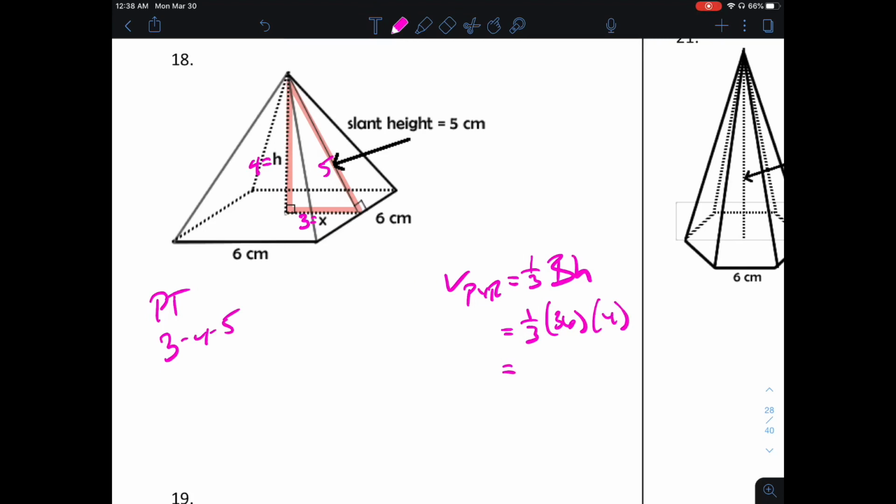a third of 36 is 12. 12 times 4 is 48. Our units are cubic centimeters.